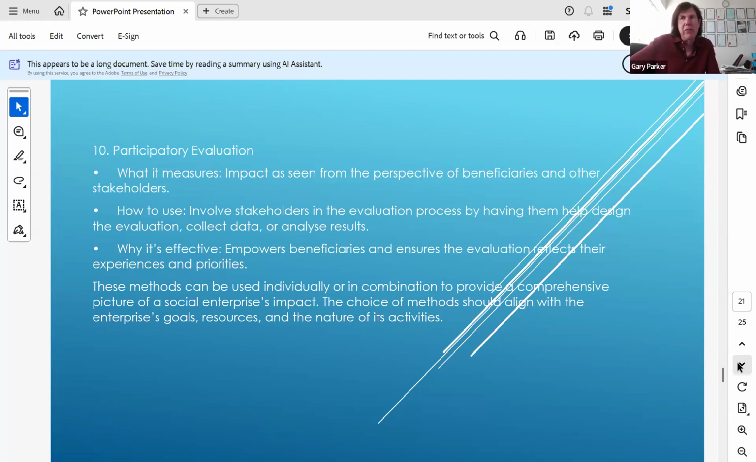But if you do it the right way, you will incorporate that into your evaluation process. These methods can be used because they empower beneficiaries and ensure the evaluation reflects their experiences and priorities. So there's more engagement in it. And if you get people more engaged in your project, rather than on a transactional basis where people come along wanting skills to get a job, and that's it, and then they go.